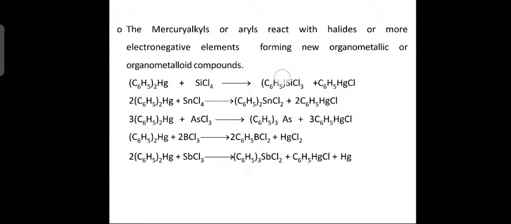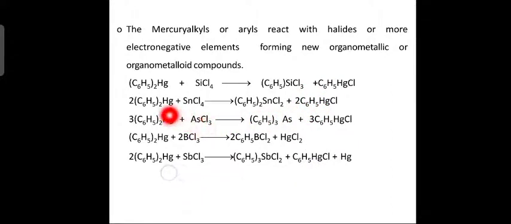Next slide. Mercury alkyls or aryls react with halides or more electronegative elements, forming new organometallic or organometalloid compounds. Now here are equations. Diphenyl mercury reacts with silicon tetrachloride, giving trichlorophenyl silicon and then chlorophenyl mercury. Similarly, two molecules of diphenyl mercury react with silicon tetrachloride, giving diphenyl compound, here monophenyl compound, one phenyl group.